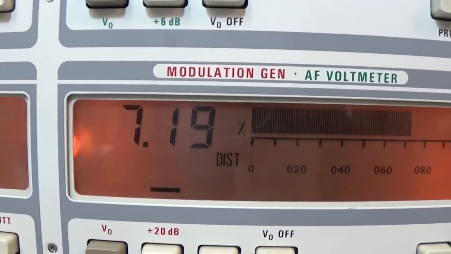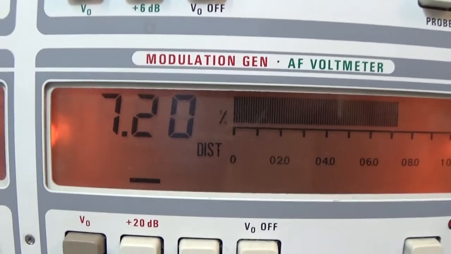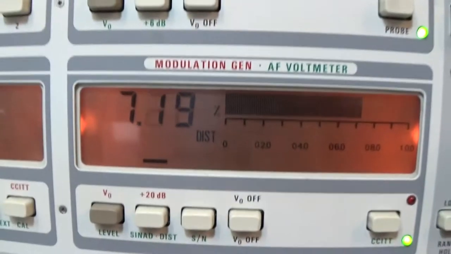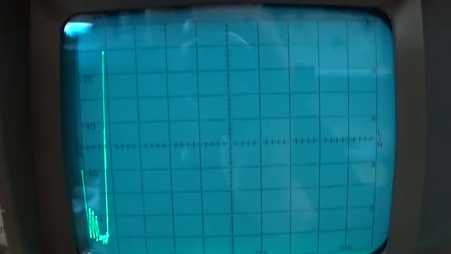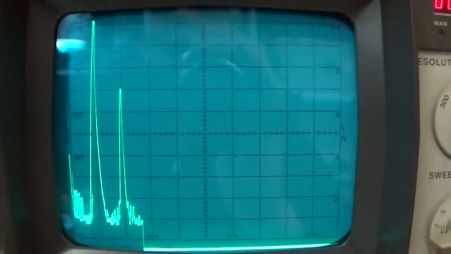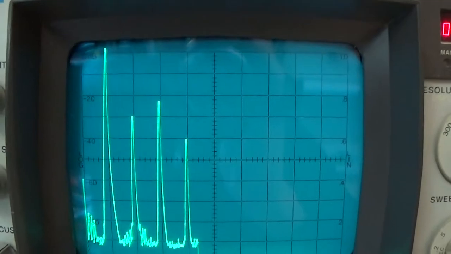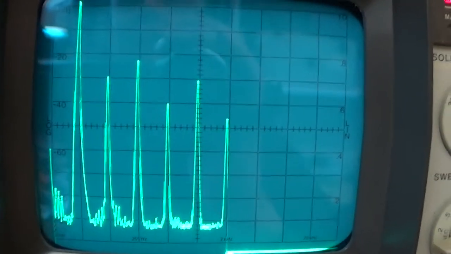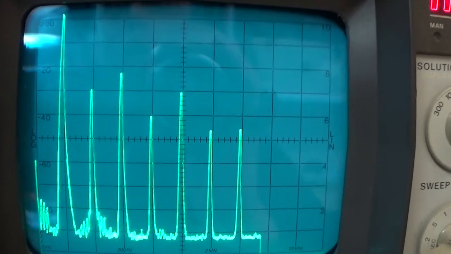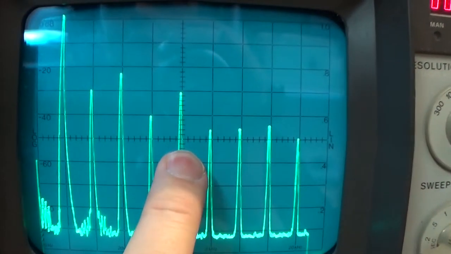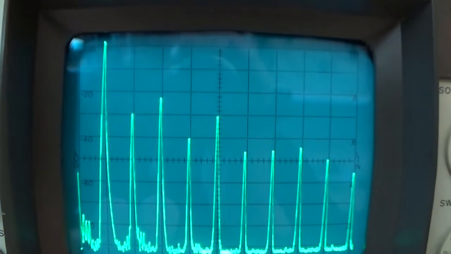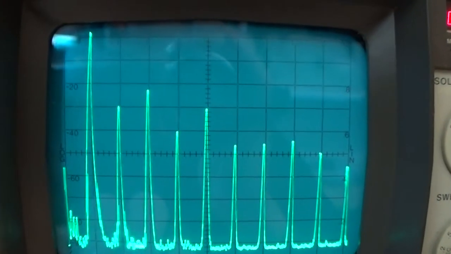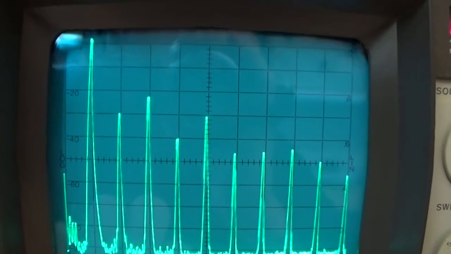And yes, so that it is. Now we have a distortion level of 7%. And what does 7% look like on our spectrum analyzer? Let's have a look. And you can already see it, right? So now you can clearly see all the harmonics, and you can see how strong they are, and that is the reason why we have this huge distortion level of about 7%.